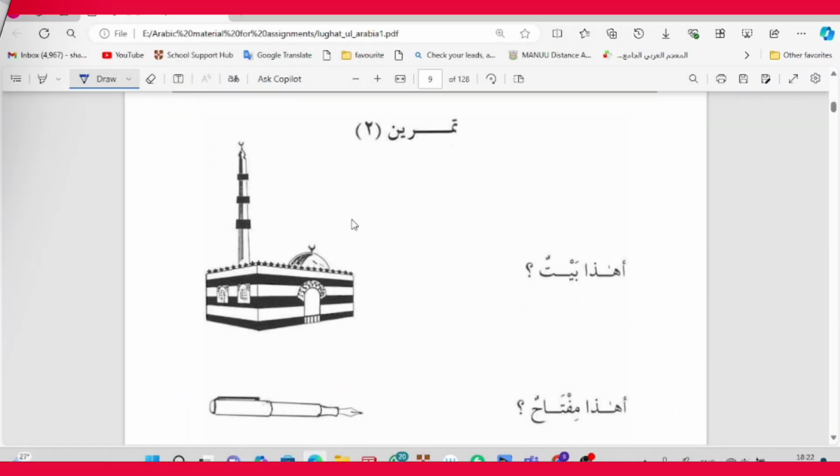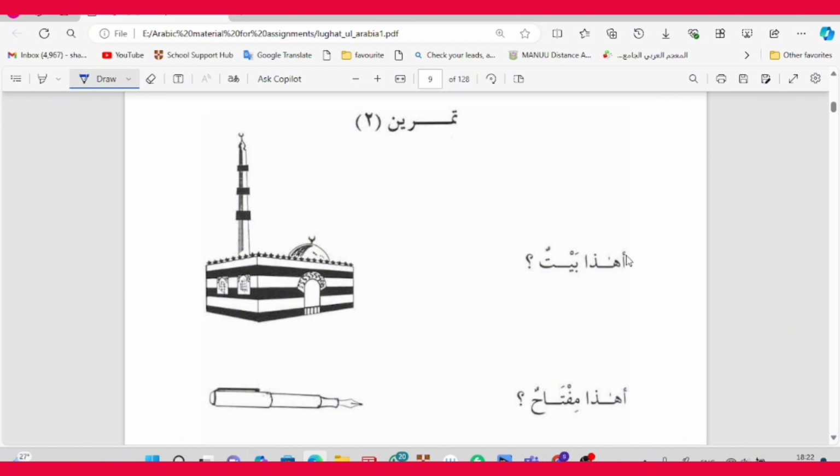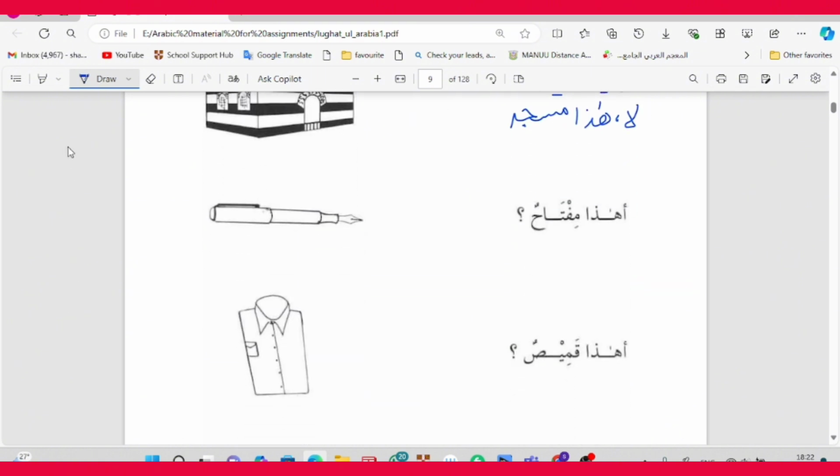Okay, now exercise number 2. You see hada bait. I told you this is for interrogative. Hada means this, bait means house. Hada bait, is this a house? No, it is not a house, this is a mosque, this is a masjid. So you will answer first by negating it, la, and then you will say the answer, whatever it is: hada masjid. Okay, this is how you will solve all of these.